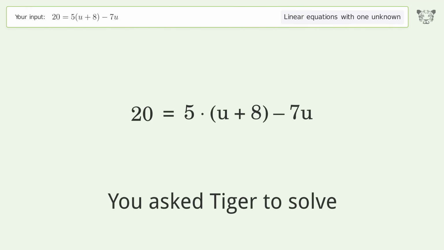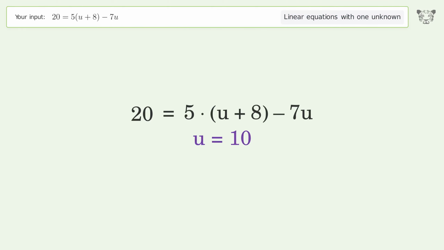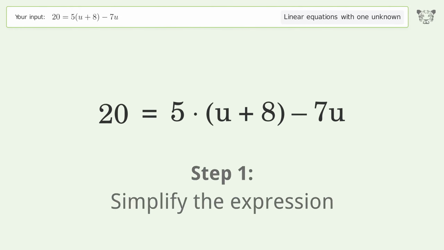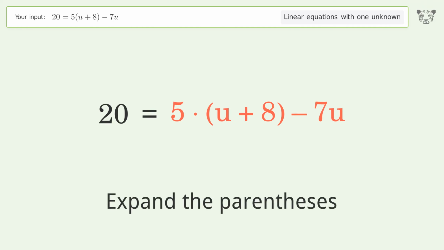You ask Tiger to solve. This deals with linear equations with one unknown. The final result is u equals 10. Let's solve it step by step. Simplify the expression. Expand the parentheses.